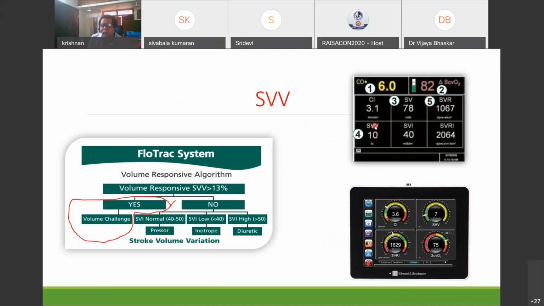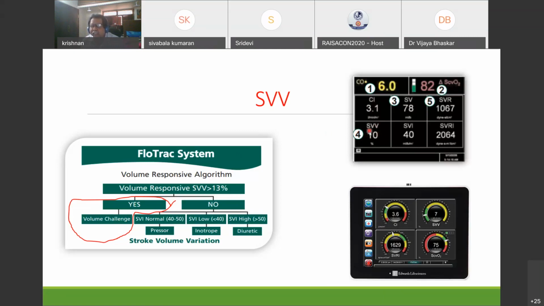So when the stroke volume variation is more than 13, they call it volume responsive. You give fluids. If you give fluid, see the cardiac output and stroke volume. If the stroke volume variation, which was previously 20, comes to 10, and the stroke volume increases, it tells you this patient requires only fluid and not inotropes.